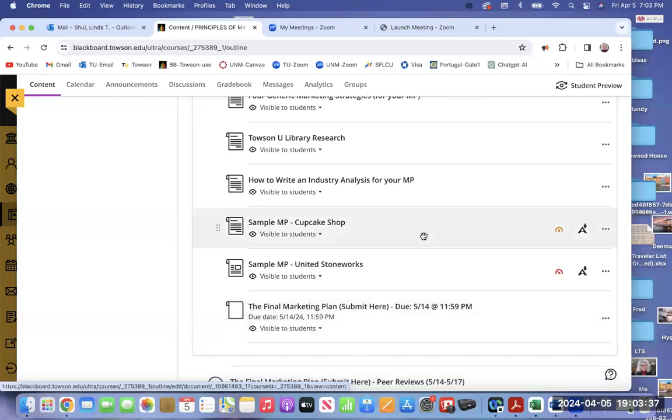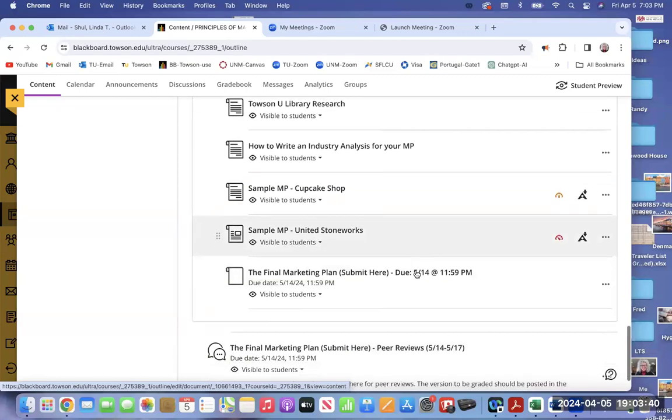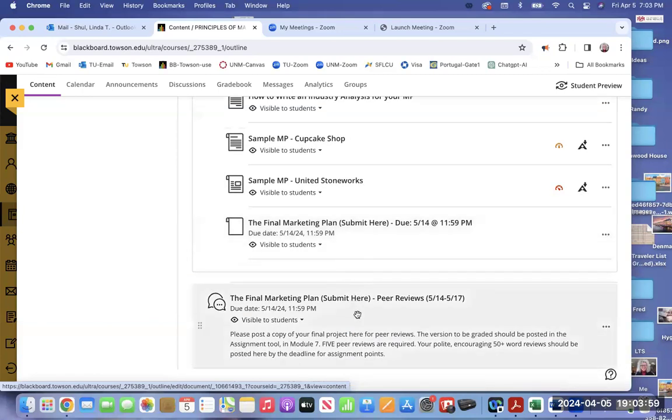And then there are samples. There's a cupcake shop and United Stoneworks. I do have some other samples if you're looking for others, but these 2 are really good ones. They're like A papers. So if you want an A paper, I would look at that and just kind of get an idea. And then this is where you're going to submit your final marketing plan. And you're also going to put it on the discussion board so that we can do peer reviews in the last 3 days. But obviously, as soon as you get your marketing plan done, you can post it, you can put it on the discussion board, you can do your peer reviews, and then you'll be finished.